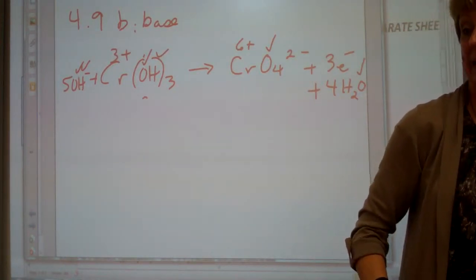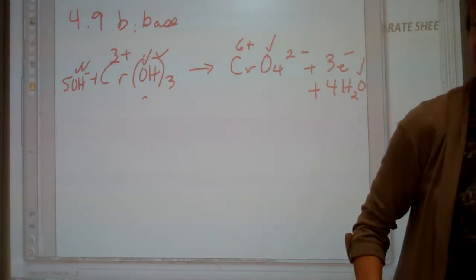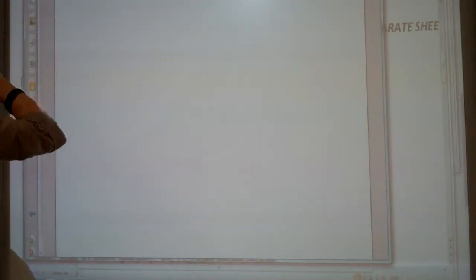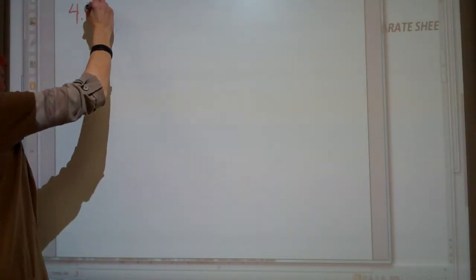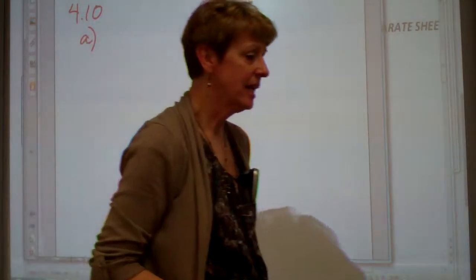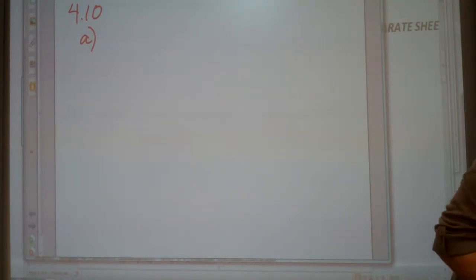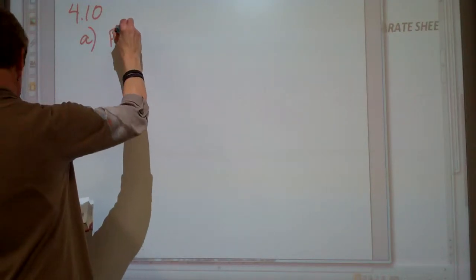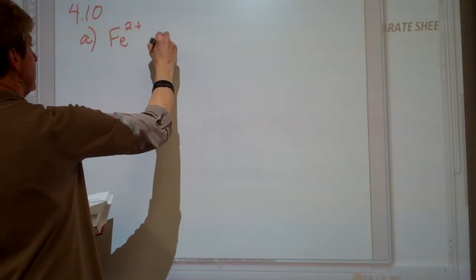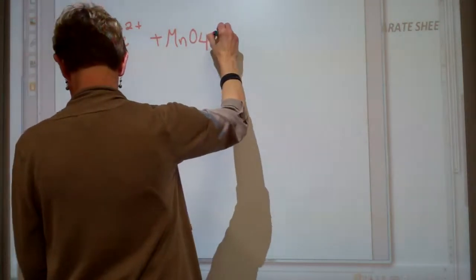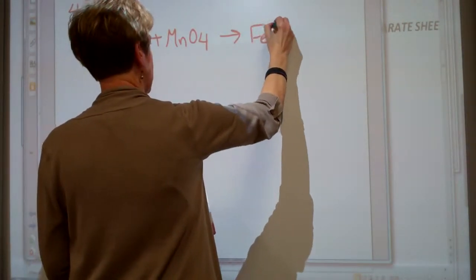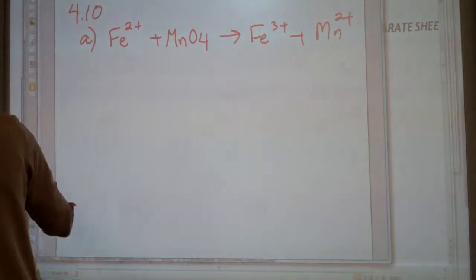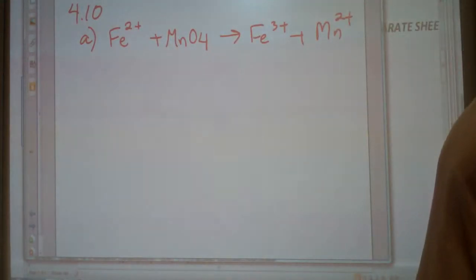Alrighty, next page. Those of you who brought your books. Okay? Now, let's do the whole shooting match. And I'm going to keep that one because that's nice. Okay? So 4.10A says, this is what you did in the lab. Okay? 4.10 says, take some Fe2 plus and some permanganate, okay, yields Fe3 plus and some Mn2 plus.